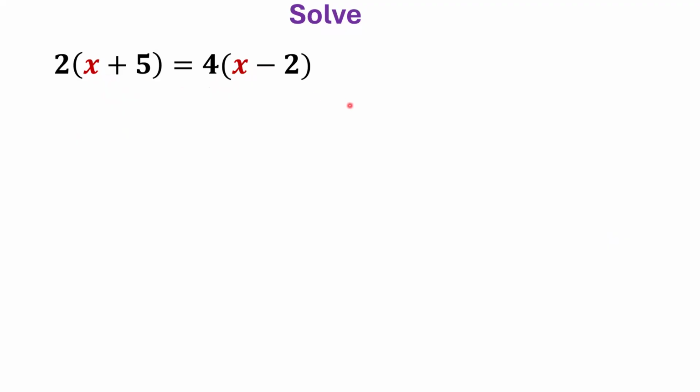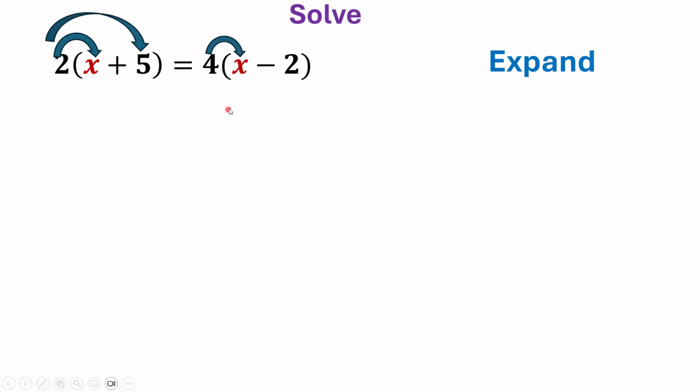The first thing I will think about is expanding the two brackets, which means I will multiply the 2 by the whole bracket x plus 5. So 2 will be multiplied by x and 2 will be multiplied by 5. Don't forget to multiply by 5. And on the right-hand side, I will multiply 4 by x and 4 by negative 2. Let's see the new equation.